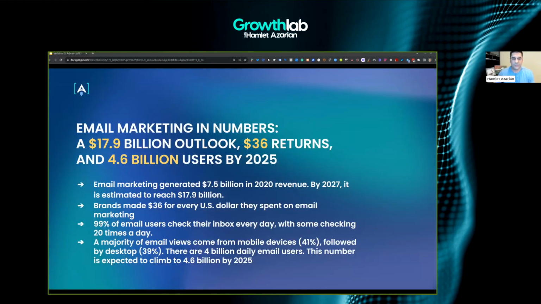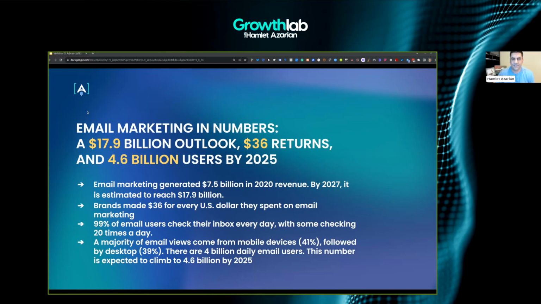So first and foremost, email marketing in numbers, for us to get a good sense of how large email really is. Email is currently generating roughly around $7.5 billion in revenue in 2020, and it's estimated to reach close to $17.9 billion. So yeah, it's an incredible channel that generates an incredible return on ad spend. So for every dollar that you spend on email, you're able to generate $36, the 36x.